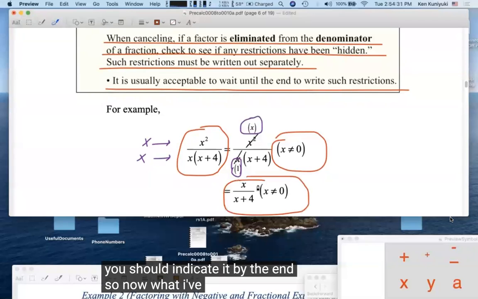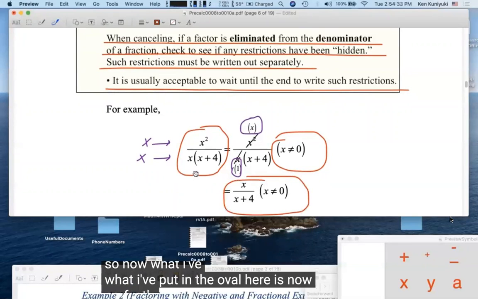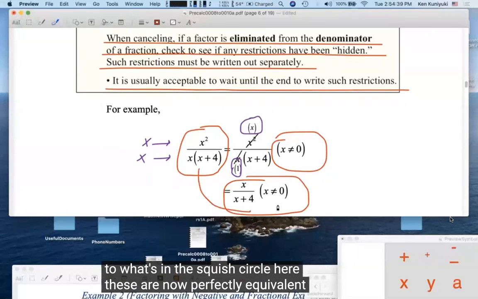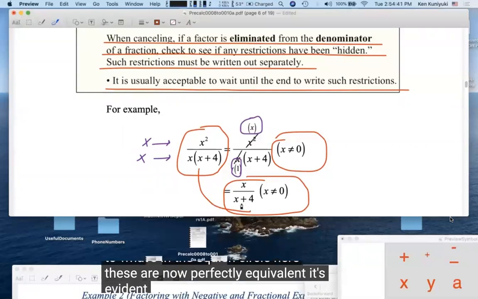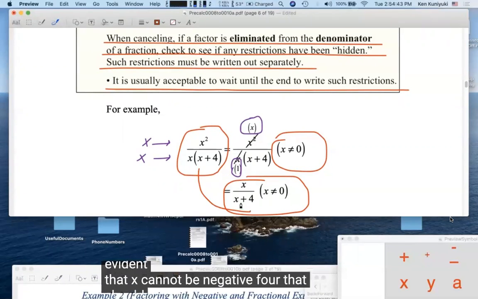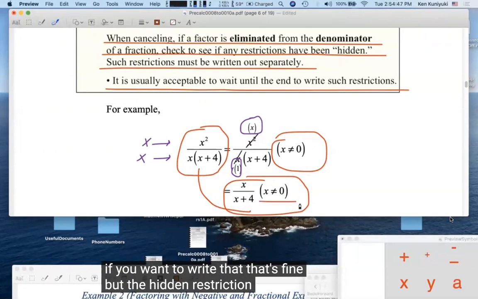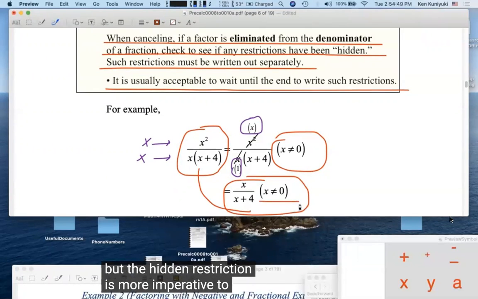So now, what I've put in the oval here is now perfectly equivalent to what's in the squish circle here. These are now perfectly equivalent. It's evident that x cannot be -4. That should be evident from both expressions. If you want to write that, that's fine. But the hidden restriction is more imperative to write.